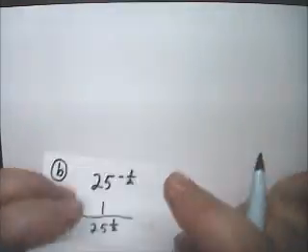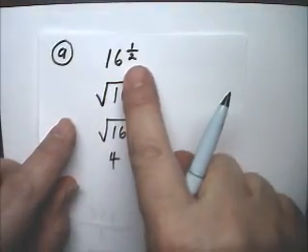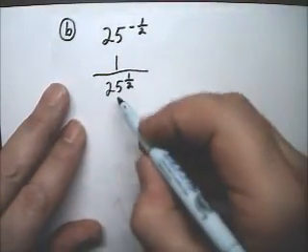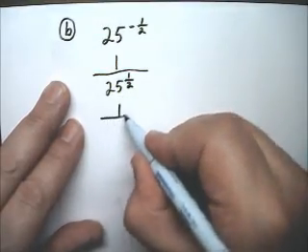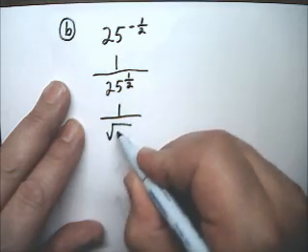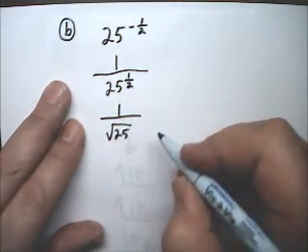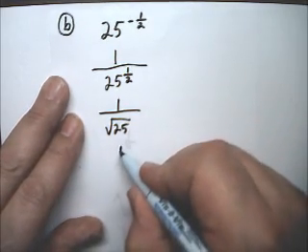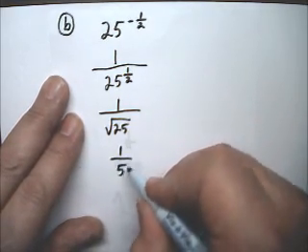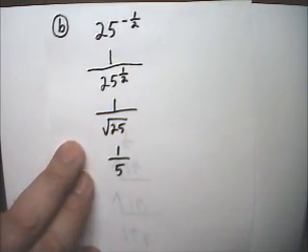Now, just like in our first example, 16 to the 1/2 is the square root of 16. So this becomes 1 on the top, and this is the square root of 25. And the square root of 25 is 5, so this answer is 1/5. Next, we'll do C part.